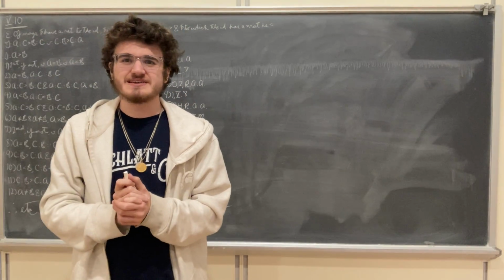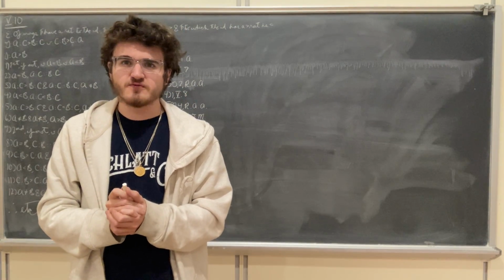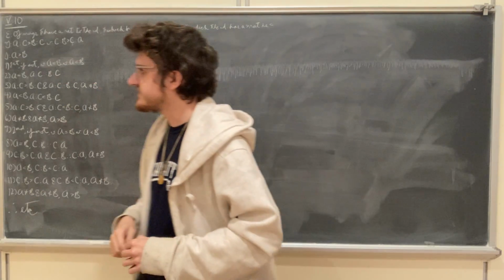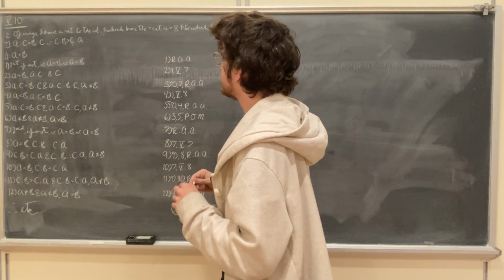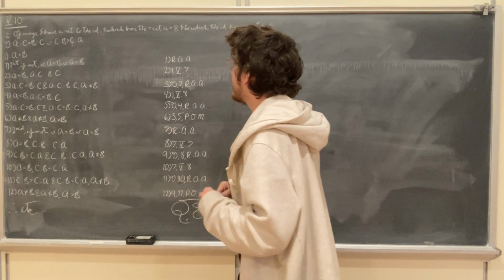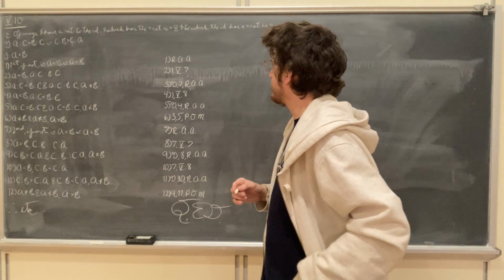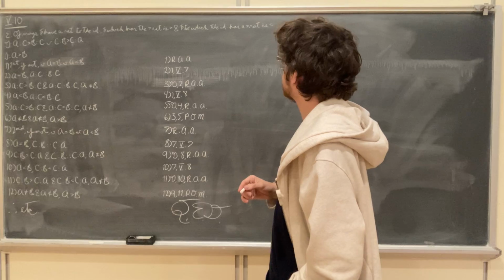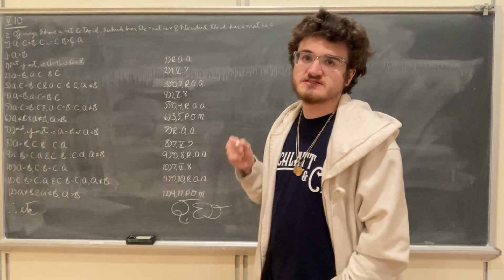Hello, this will be a demonstration of Proposition 10 from Book 5 of Euclid's Elements, which says that of magnitudes that have a ratio to the same, that which has the greater ratio is greater, and that to which the same has the greater ratio is less.